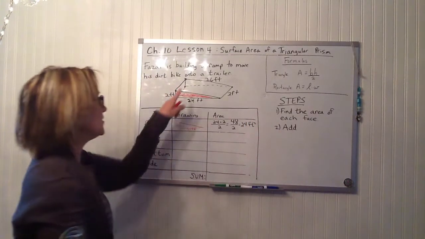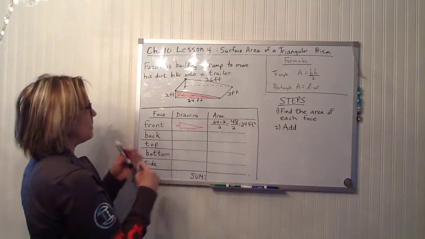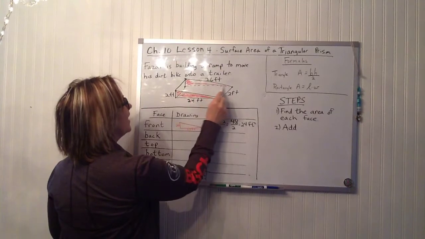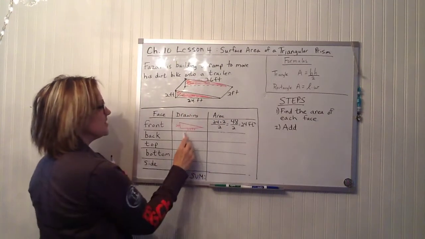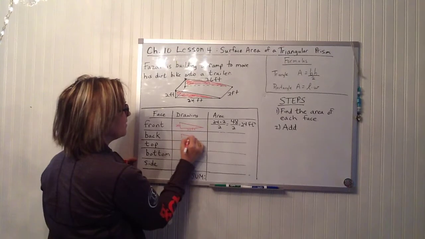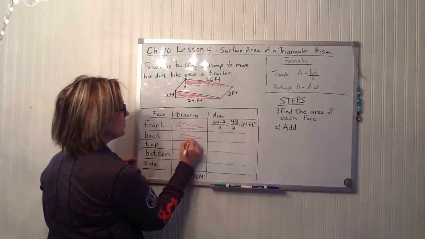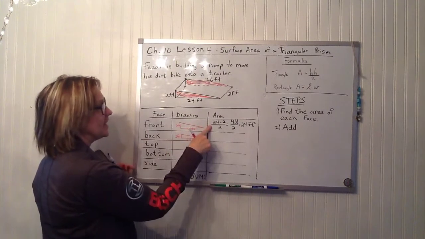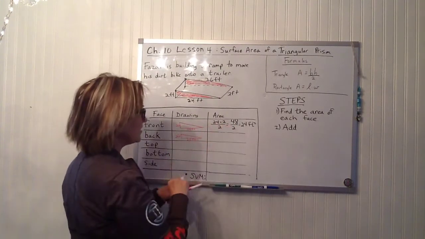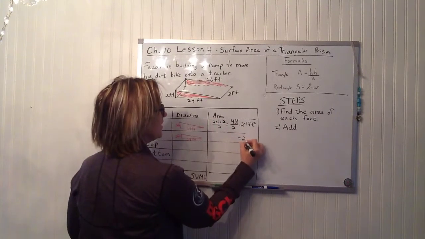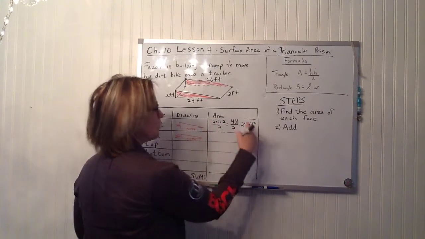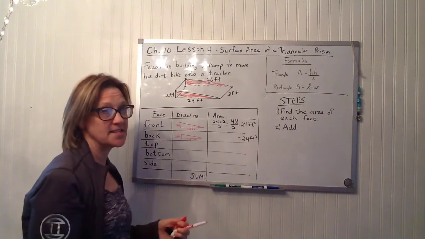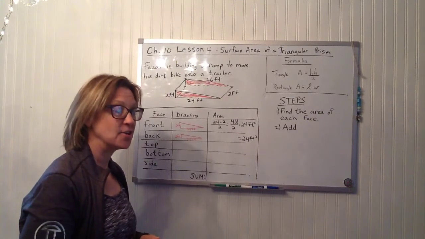Okay, let's move on to the back here. So my back is also a triangle, and it's congruent to this one, so I'm going to go ahead and draw the same exact triangle. Put the same dimensions, and again I get the same area, so I don't have to go through all this. I can just write 24 feet squared as well. Okay, so that took care of 2 surfaces out of 5 on this triangular prism.